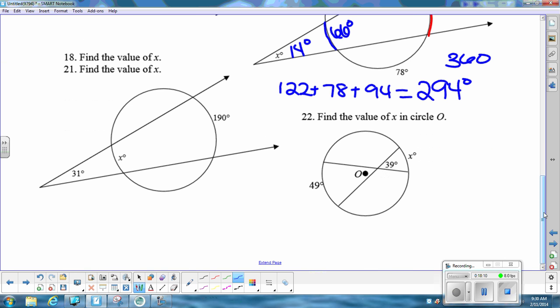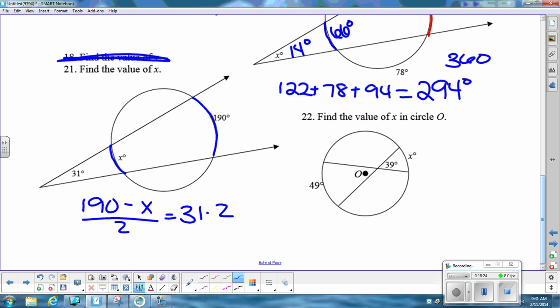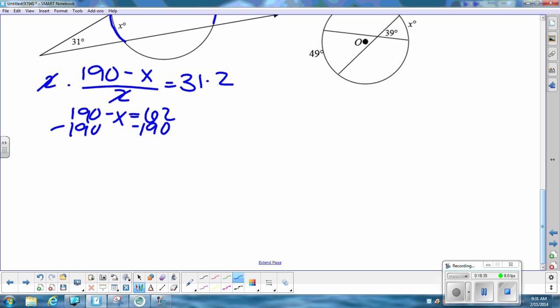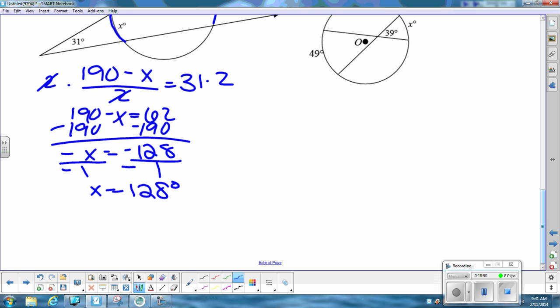21, I'm going to cross off 18 because that one's the one up top. This one's number 21. Again, I'm working backwards. The 190 is my big arc, 190 minus the x, which is my little arc. Divide that by 2, and it has to equal 31. Multiply both sides by 2. This side it cancels out. Subtract the 190. I get negative x equals negative 128. Divide by negative 1. So x is a positive 128 degrees.